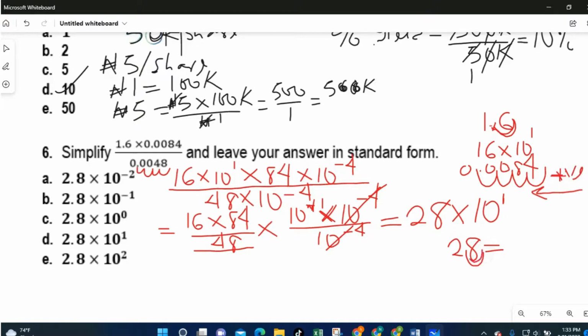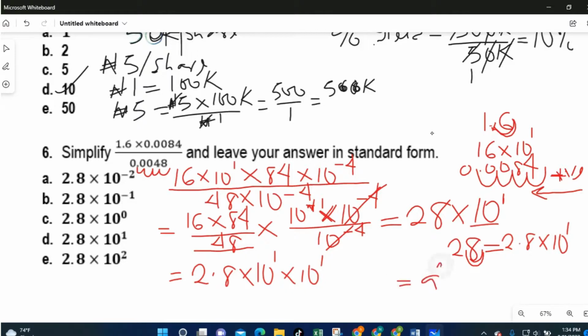So if we count from here to here, we're going to have 2.8 times 10 raised to power 1. So that means 28 in that value will give us 2.8 times 10 raised to power 1 times 10 raised to power 1, which was existing before. Remember the laws of indices. If you have a raised to power 2 times a raised to power 2, that is the law of multiplication of indices. This will give us a raised to power 2 plus 2.